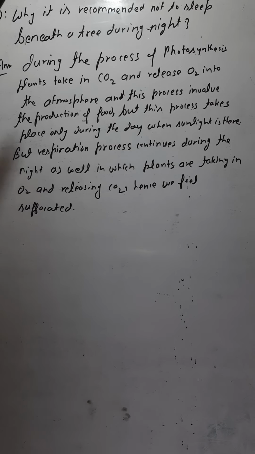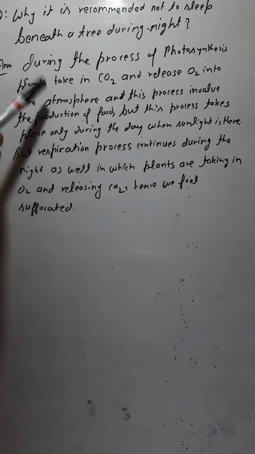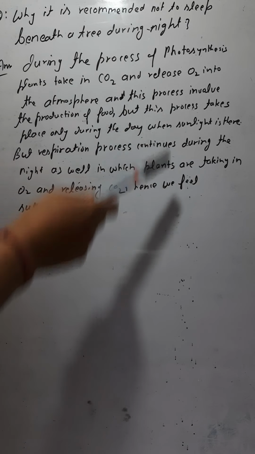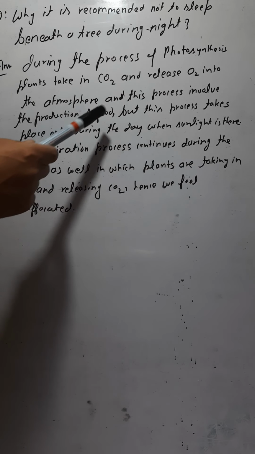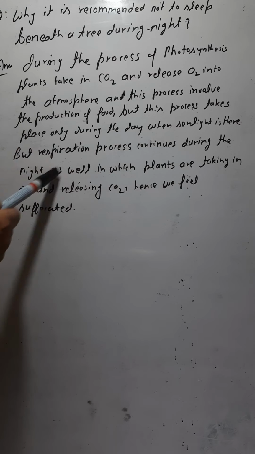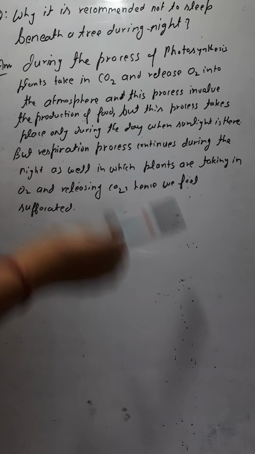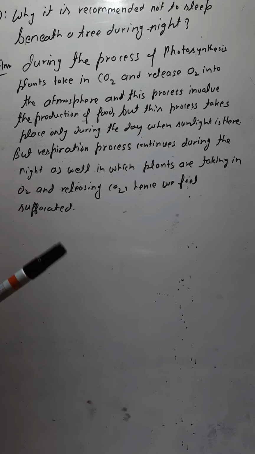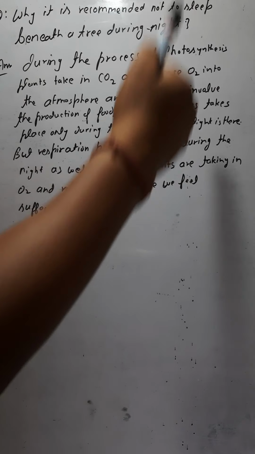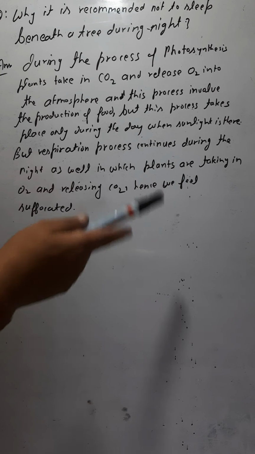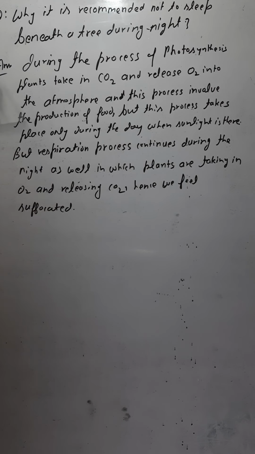During the process of photosynthesis, plants take in carbon dioxide and release oxygen into the atmosphere, and this process involves the production of food. But this process takes place only during the day, when a proper amount of sunlight is there. But the respiration process continues during the night as well, in which plants are taking in oxygen and releasing carbon dioxide into the atmosphere. Hence we feel suffocated if we are sleeping beneath a tree during the night.